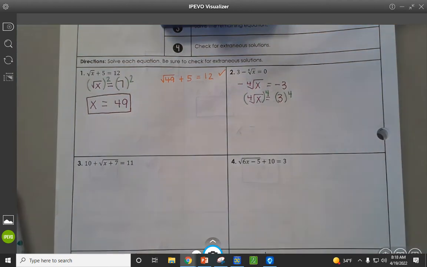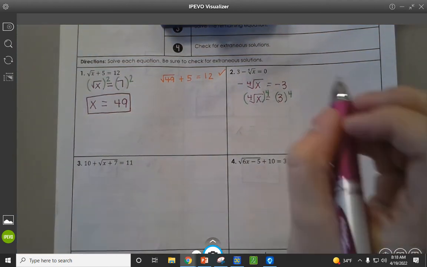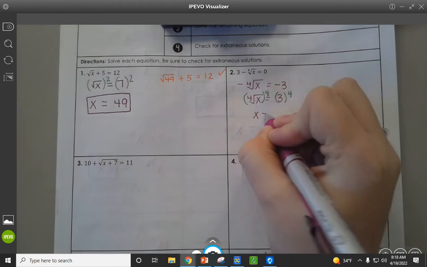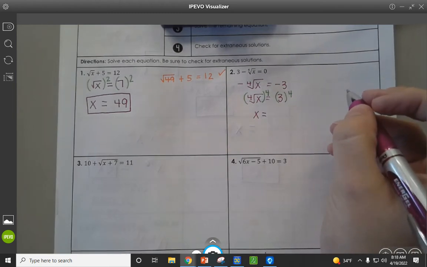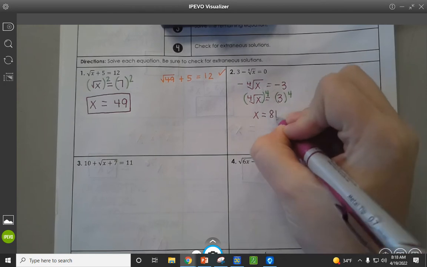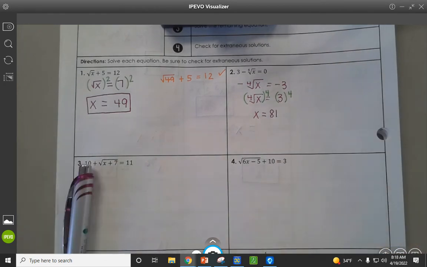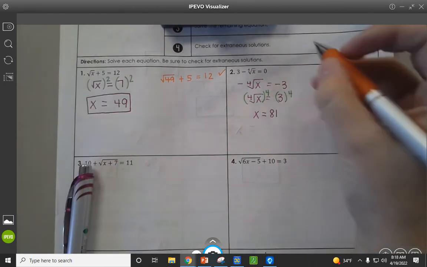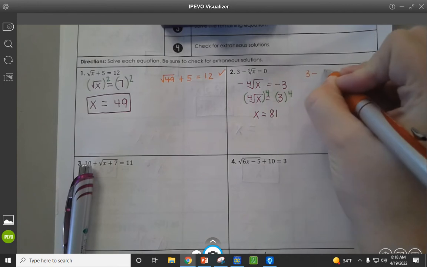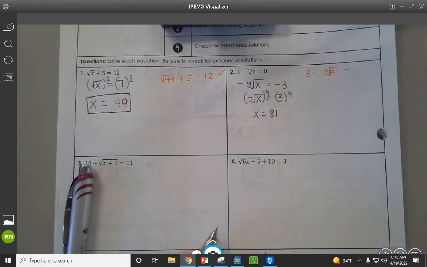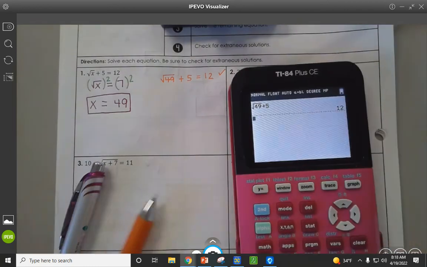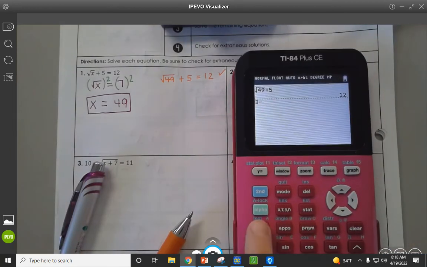And so we'll go back and check 3 minus the 4th root of 81 and see what that equals. To get the 4th root, if we go to math and go down to number 5, that'll let us type in whatever root we want. It was 81. And we got 0. So that one is a solution.